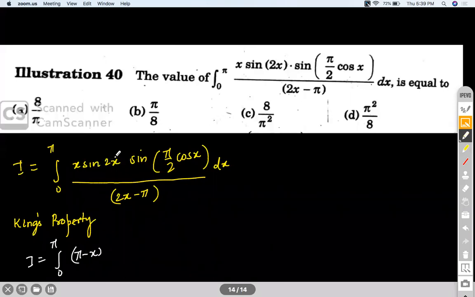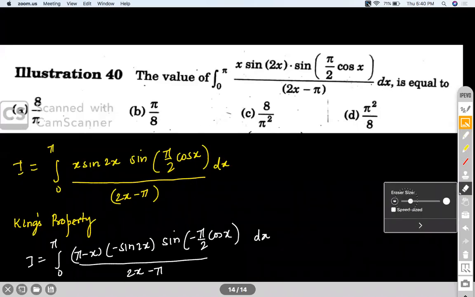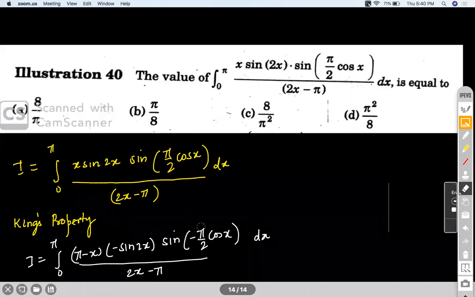Now sine 2 pi minus 2x. Sine 2 pi minus 2x is minus sine 2x. And here, I will get sine pi by 2 minus cos pi minus x, which is again minus pi by 2 cos x. Can I say this minus and this minus will take care of themselves because sine of minus theta is minus sine theta? So I'm just applying to the denominator. Yeah, I'm sorry, in the denominator also.